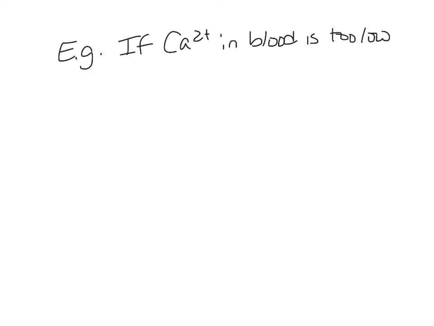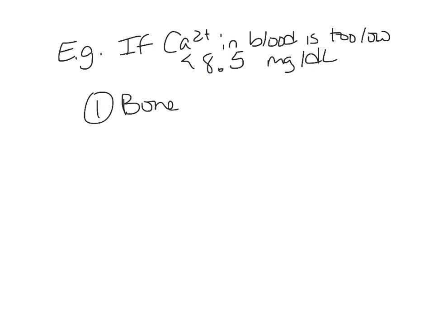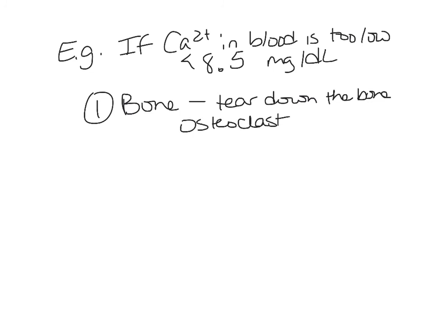Let's look at an example of what if your calcium levels are too low, which means it's under 8.5 milligrams per deciliter. We've got to get the blood calcium levels back up. So what would happen at the bone? If we wanted to raise our calcium levels in our blood, what would we do in the bone? Osteoclasts would tear it down. Right, we'd tear down the bone, because by dissolving the bone, you're releasing the calcium, and the calcium's going to go back into the blood. And what cells do that? Osteoclasts. There you go. So the osteoclasts would be stimulated, right?